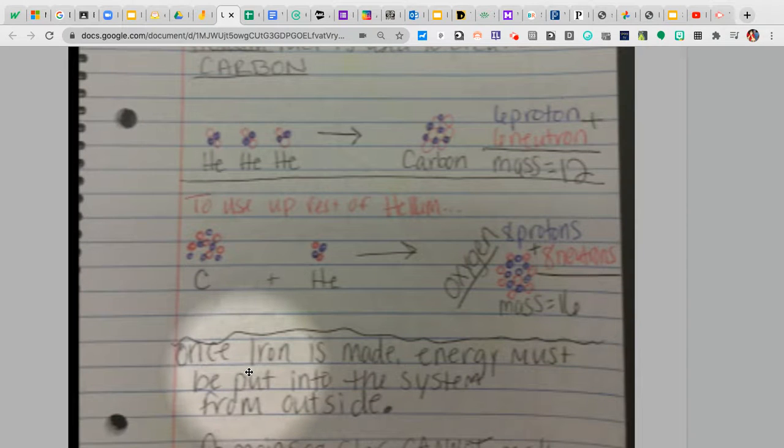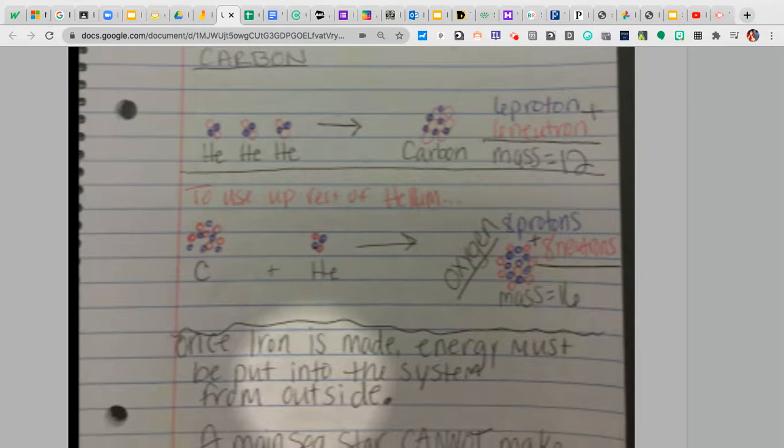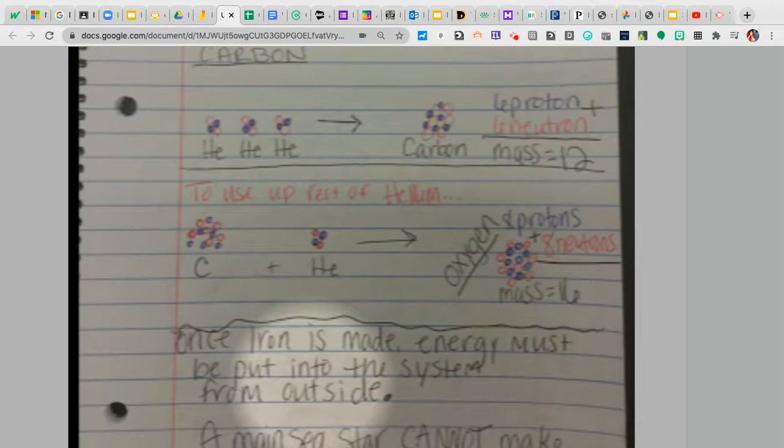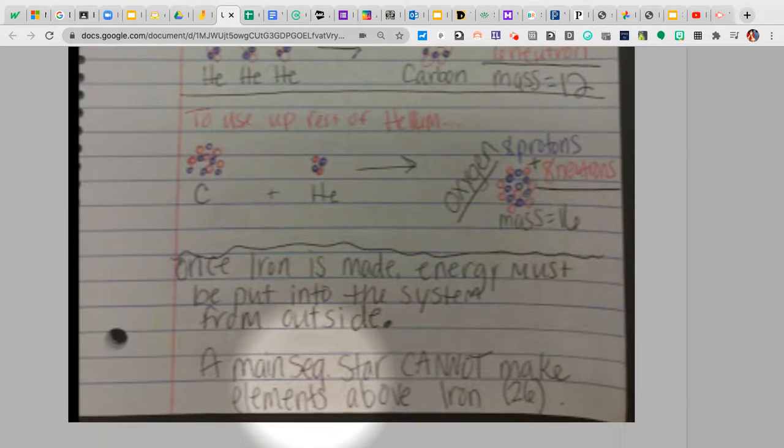Once we get to iron, iron is the largest element we can create within the star. Energy must be put into the system from the outside. And this is where you get those explosions, depending on the type of star, the mass of a star. We're going to show you that next slide.